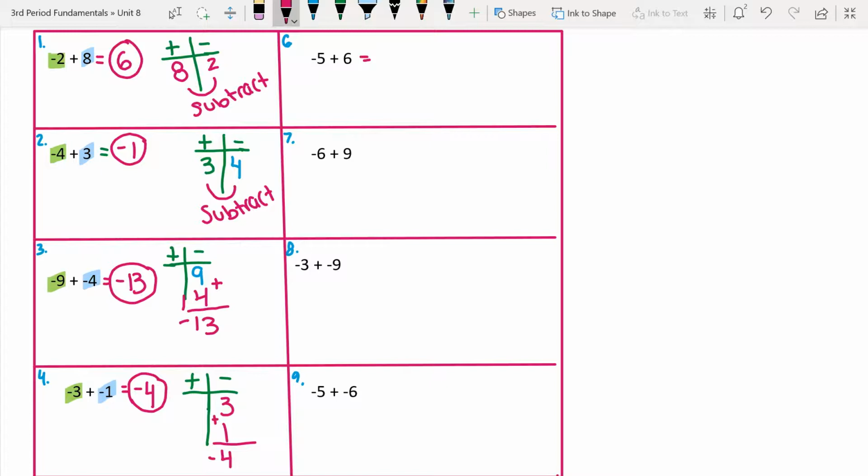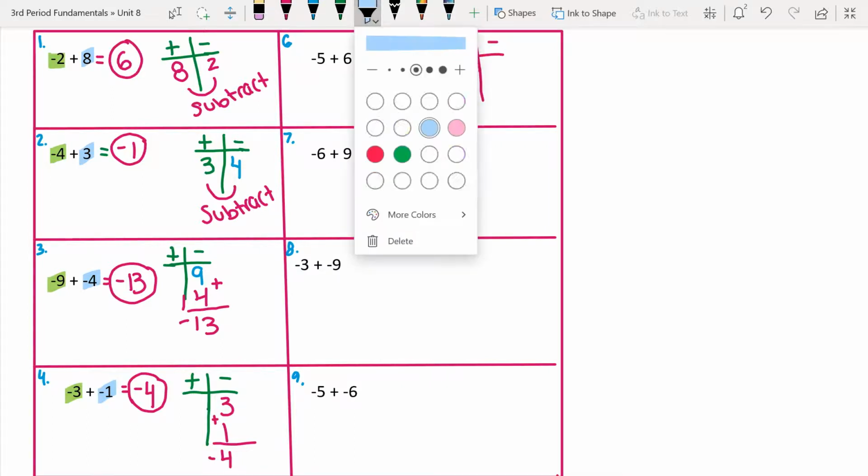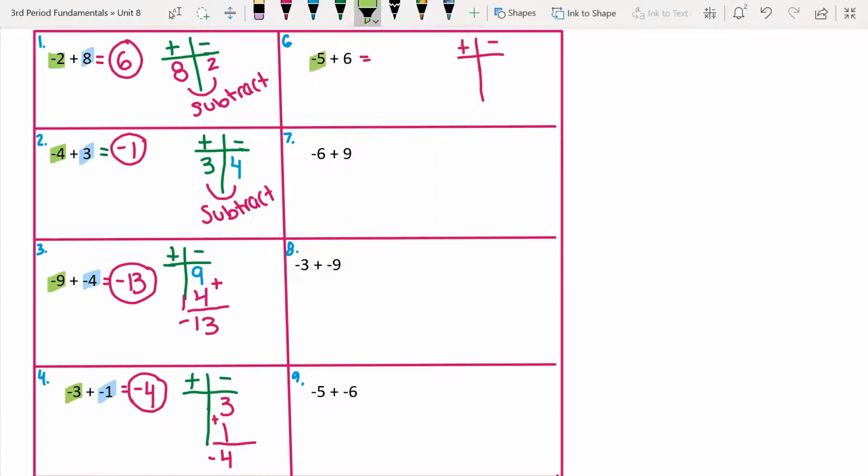Question 6 says -5 plus 6. So let me make my table. The first number is -5, so on the negative side of my table, I'd have a 5. Second number is a 6, so that means it's a normal, positive 6. So positive side has a 6. Opposite sides, we subtract. So I do 6 minus 5.